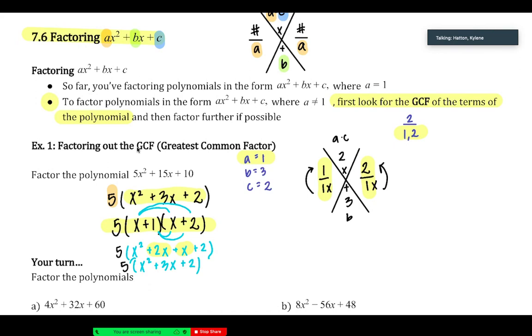So 5 times x squared, 5x squared, 5 times 3x, that's 15x. And then 5 times 2, that's 10. And that's what we originally had, 5x squared plus 15x plus 10. So our check worked, and we know we did it correctly. But this 5 times x plus 1 times x plus 2, that would be your actual final answer. Anything below that is just checking your final answer.